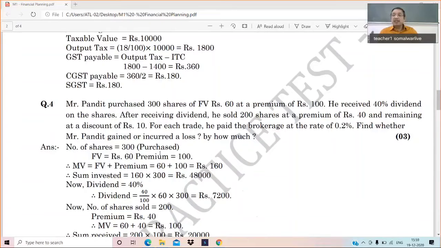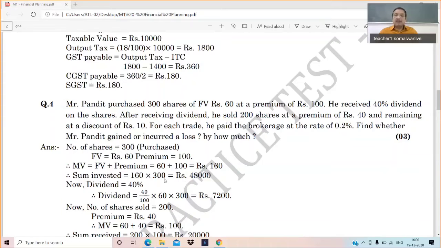So you see here the steps are very important. The order of steps may change, but the final answer will be the same if you cover all the steps, all the points mentioned in the question. Then, the number of shares at the time of purchase: number of shares purchased, 300. Face value was rupees 60 and the share was at a premium of rupees 100. So market value was rupees 160 and he purchased 300 shares. So the sum invested was 160 into 300, 48,000. This was the sum invested.